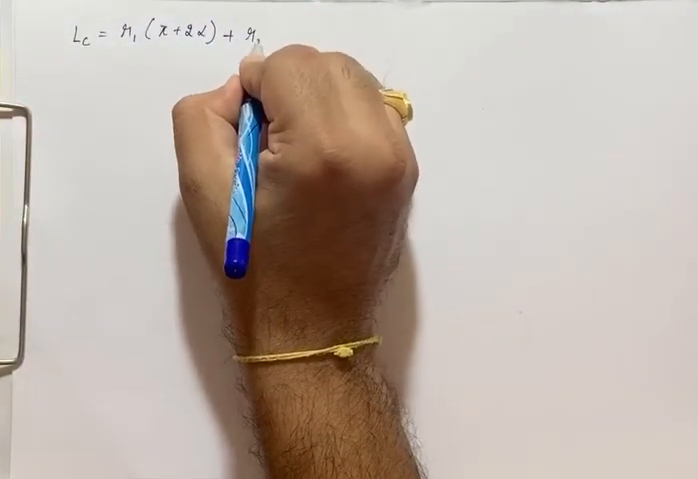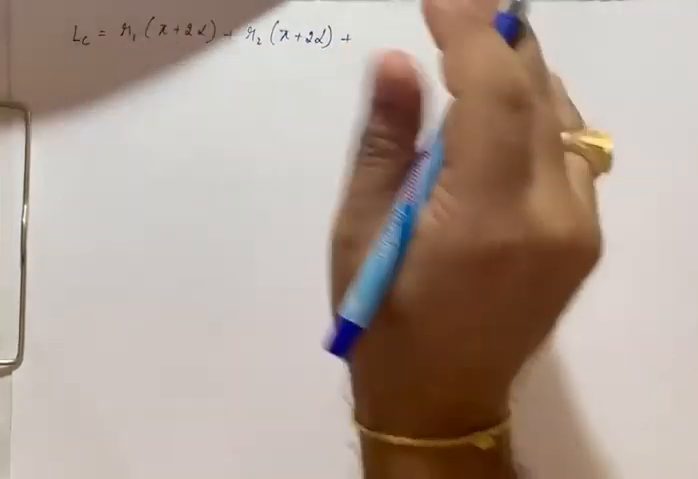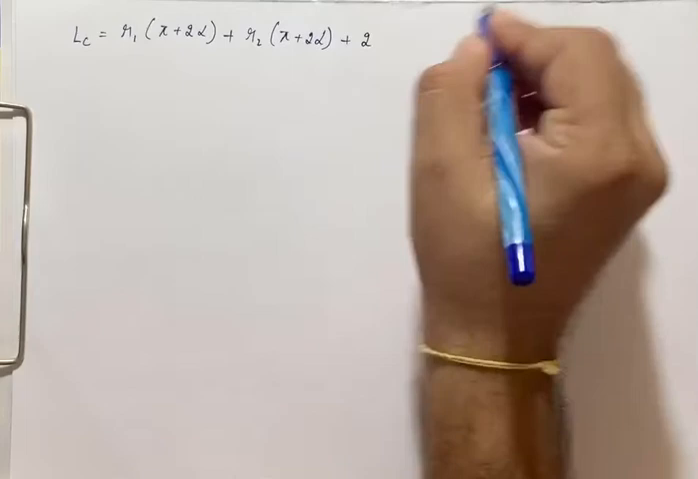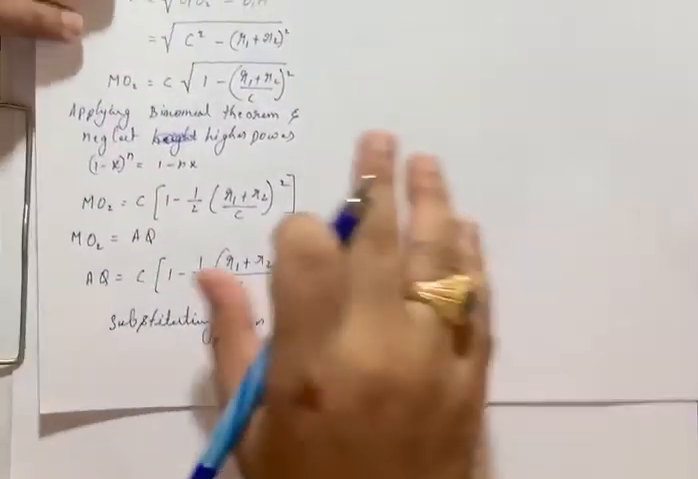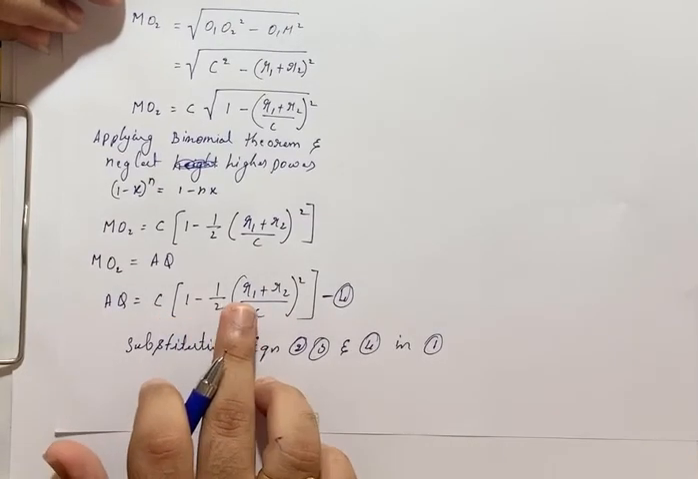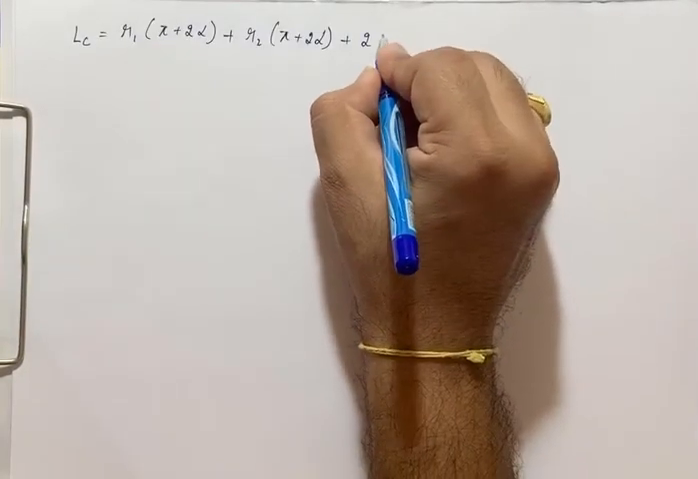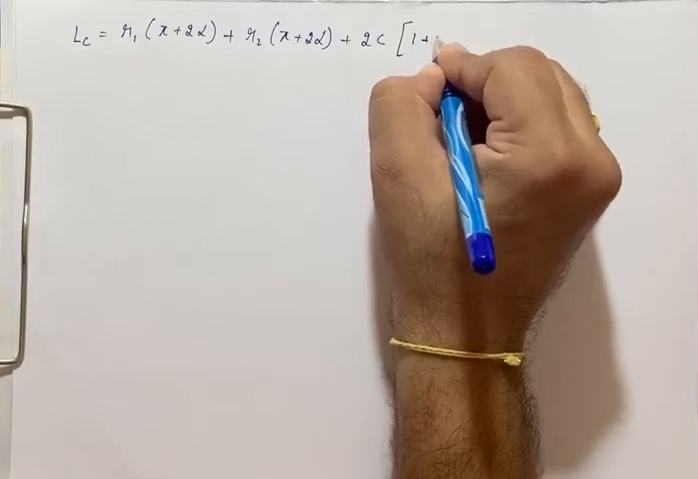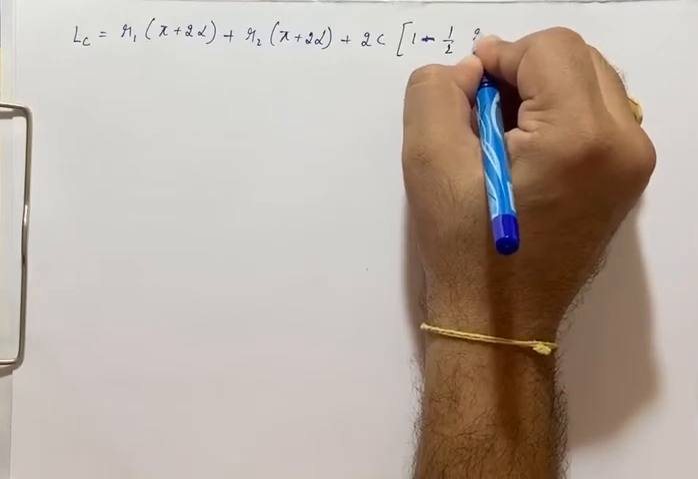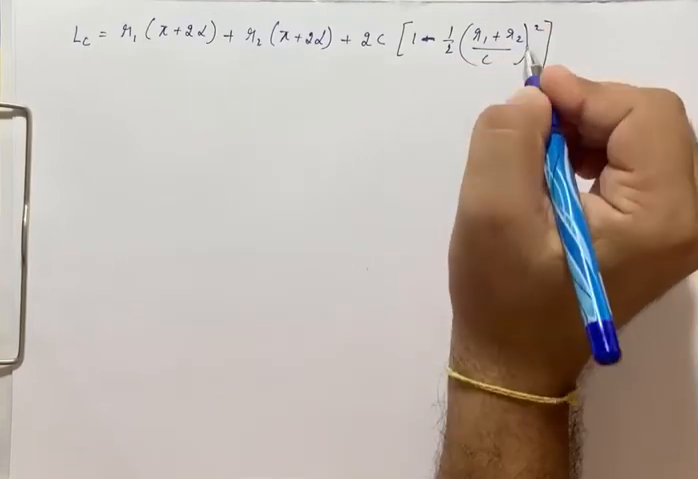It is R2 into pi plus 2 alpha plus, then we have 2 times the length AQ. Length AQ, we got this formula, that is C into 1 minus half R1 plus R2 by C whole square here.